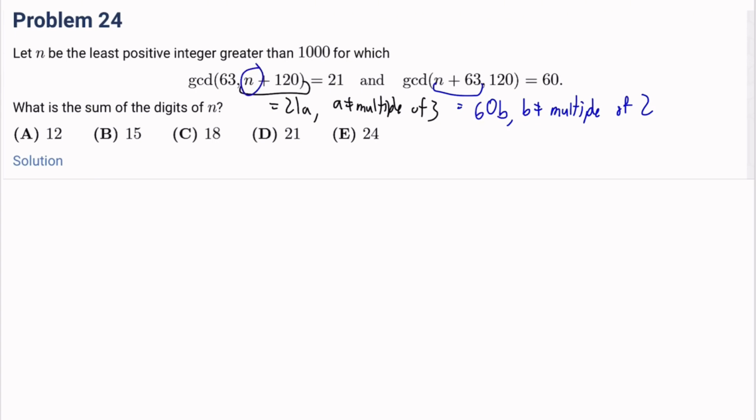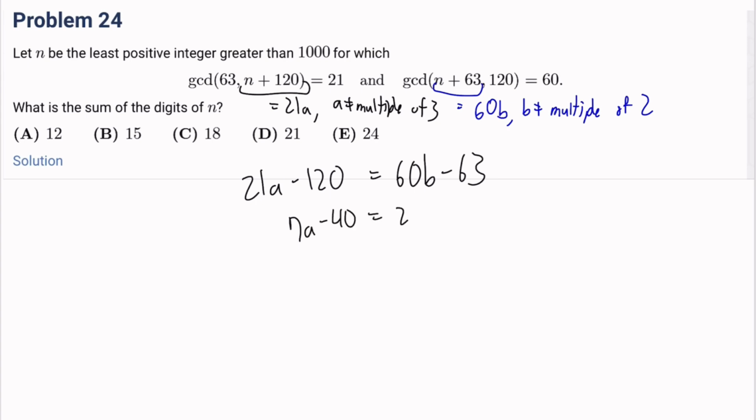And since n is equal, we can see that 21a minus 120 is equal to 60b minus 63, right? And so if we divide everything by 3, that gives us 7a minus 40 equals 20b minus 21, right? So 7a minus 20b equals 19. And now we can make a table for the values of a and b, and those would give us the value of n, right?